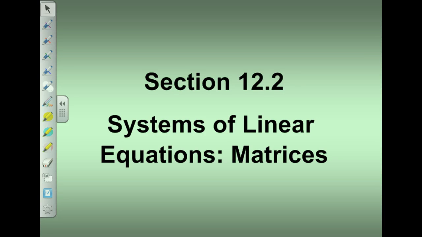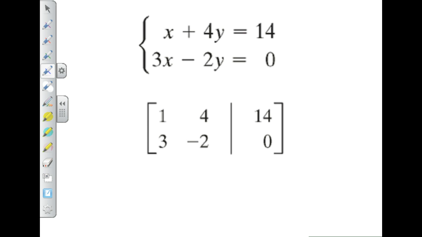Today we're going to be looking at systems of linear equations and how to solve them using matrices. In 12.1, we solved them by hand, and here we go in 12.2. We're going to look at how we can take a system. Here's a one system and a two system, and we're going to take all these coefficients, 1, 4, and 14, and we're just going to dump them into a matrix, 1, 4, and 14. In other words, we're getting rid of the variables x's and y's. This, 1, 4, 14, represents this.